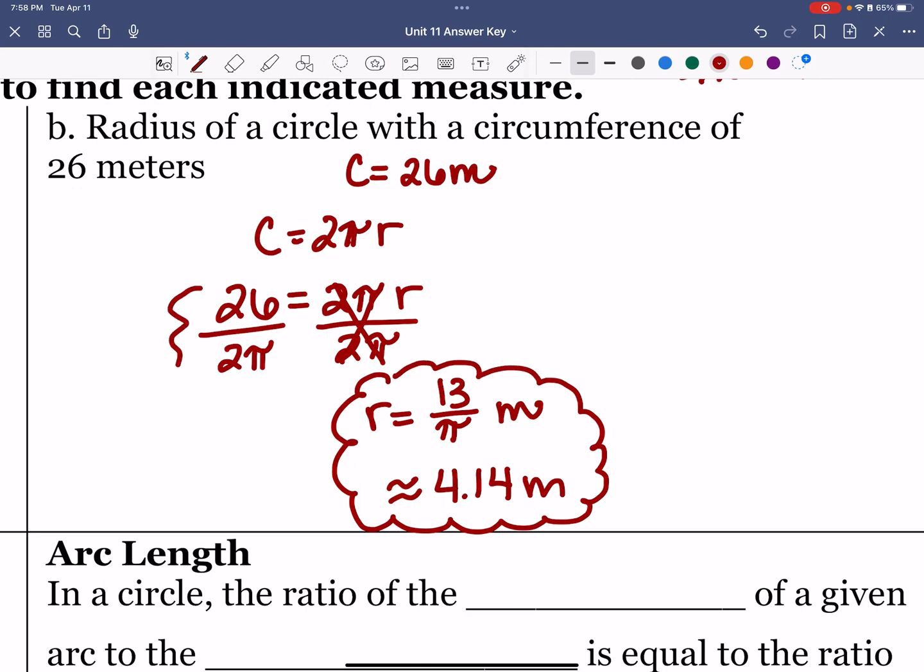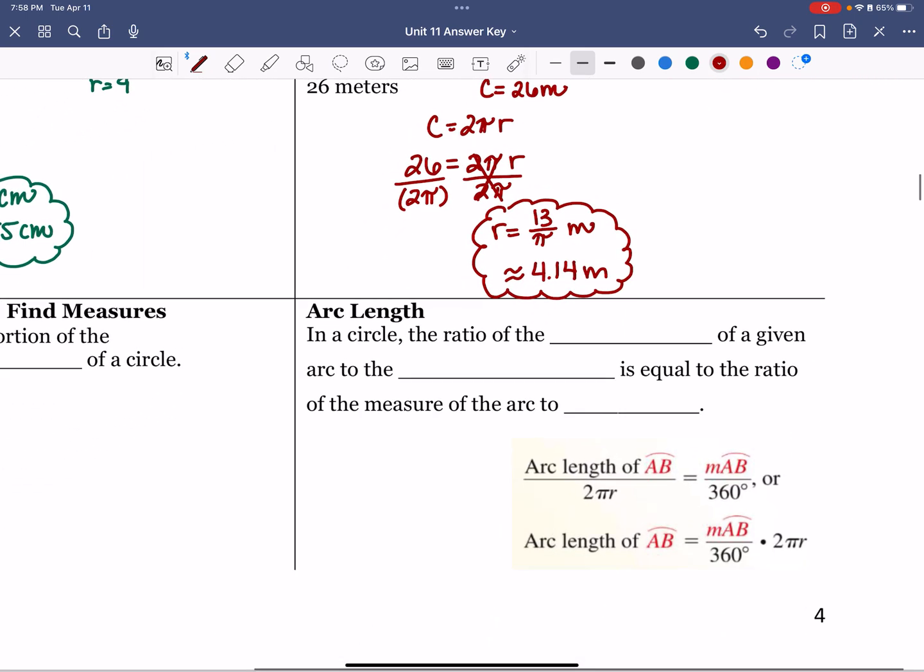Now be extra careful when you type this into your calculator. When I type this specifically into my calculator, I have to use the lovely parentheses. If I don't use a parenthesis, what your calculator does is it does 26 divided by 2, and then it multiplies that by pi. That'll end up giving you 40.84, which is larger than your circumference. You cannot have a radius that is larger than the circumference. That does not work. So please pay attention to how you type it into your calculator.